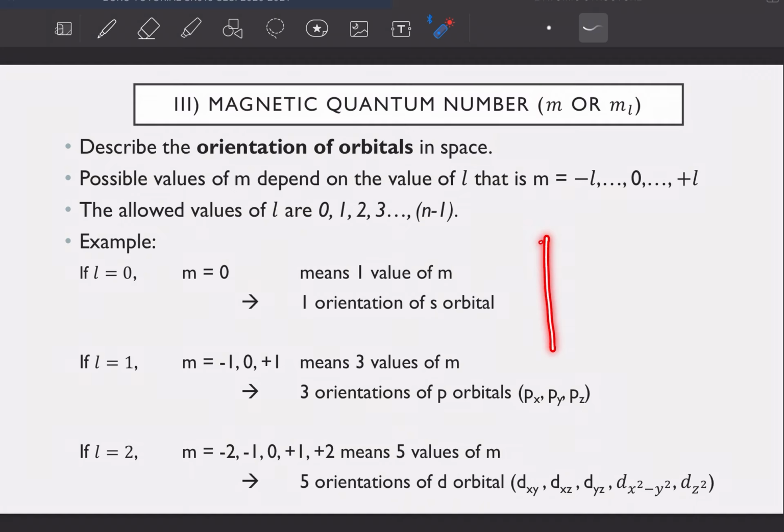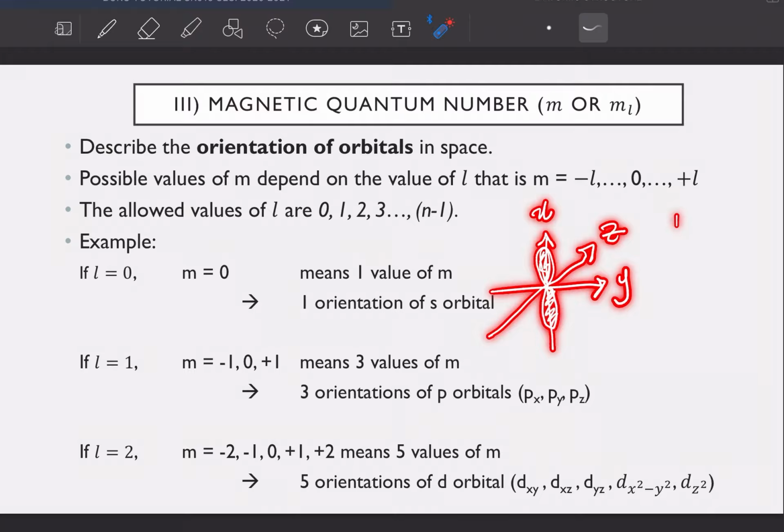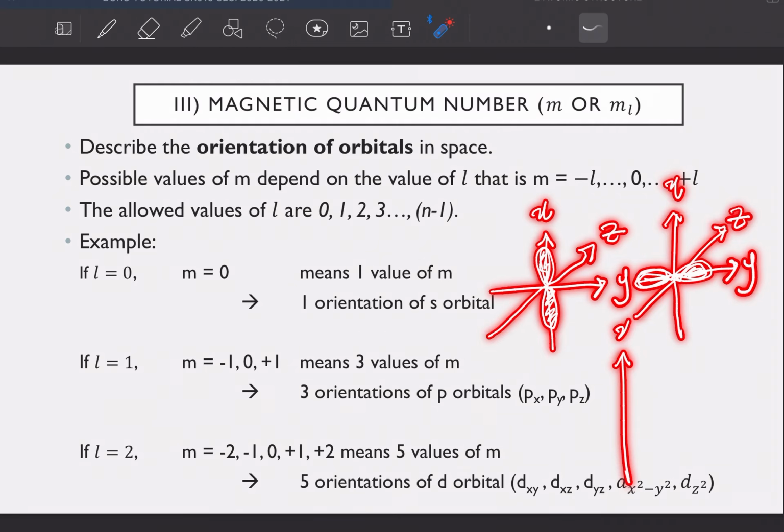So maksudnya macam saya tunjuk tadi lah, X, Y, Z. Okay, this is px in this orientation. Kedudukan ini awak punya orbital. Okay, kedudukan ini. So kalau X, Y, Z, okay, py, kedudukan dia macam ni. Different orientation, okay? Okay, so one more. X, Y, Z. Okay, now pz. So awak punya dumbbell shape dia sitting on the Z axis. Okay, so this is the example for p orbitals. You will have three different orientations.